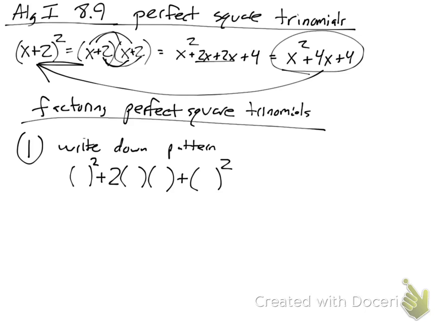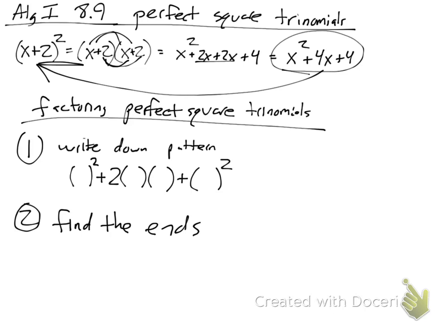Notice that it looks like the expanded form, which is here, where I have x squared, I have 4x, which will be made up here, and then the last term of something squared to get 4. Okay. Number 2: find the ends first.